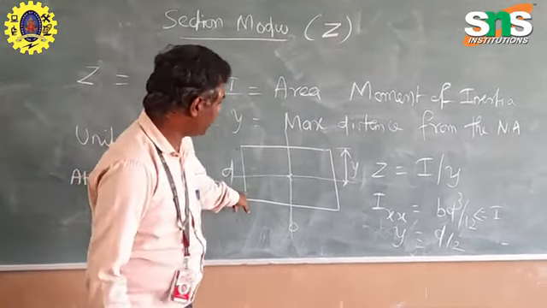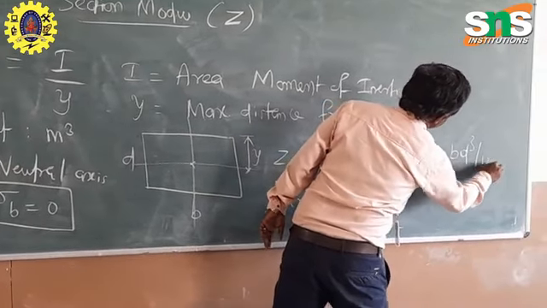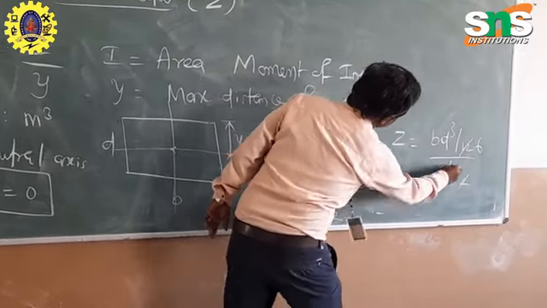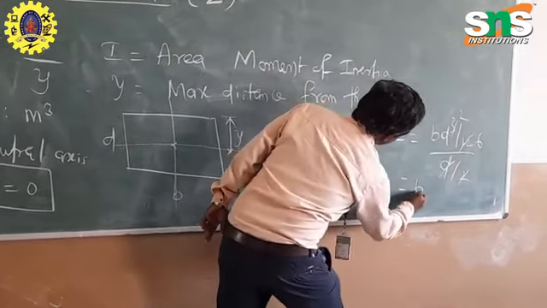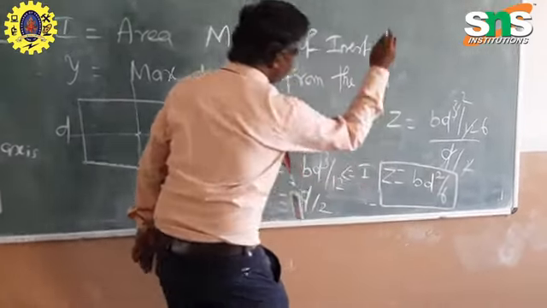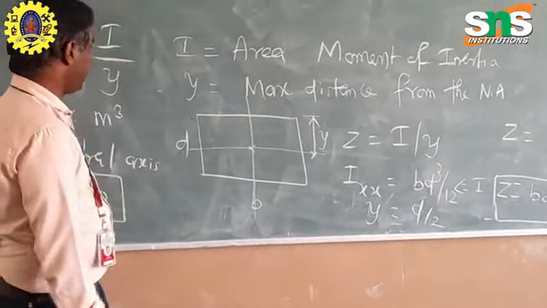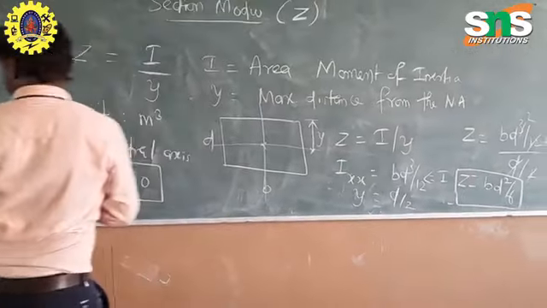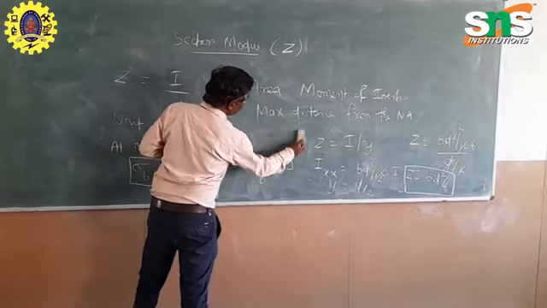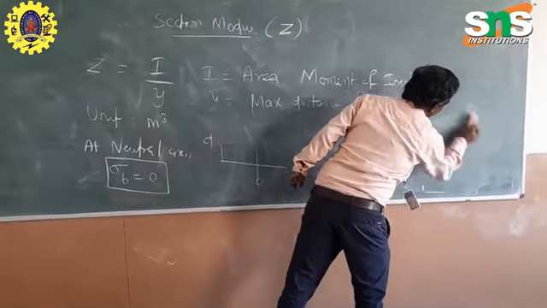For this case, y is equal to d by 2. So finally we get b d squared by 6 as the section modulus for the rectangle. The same way we can have another cross section. For a circular cross section, how will this section modulus be?